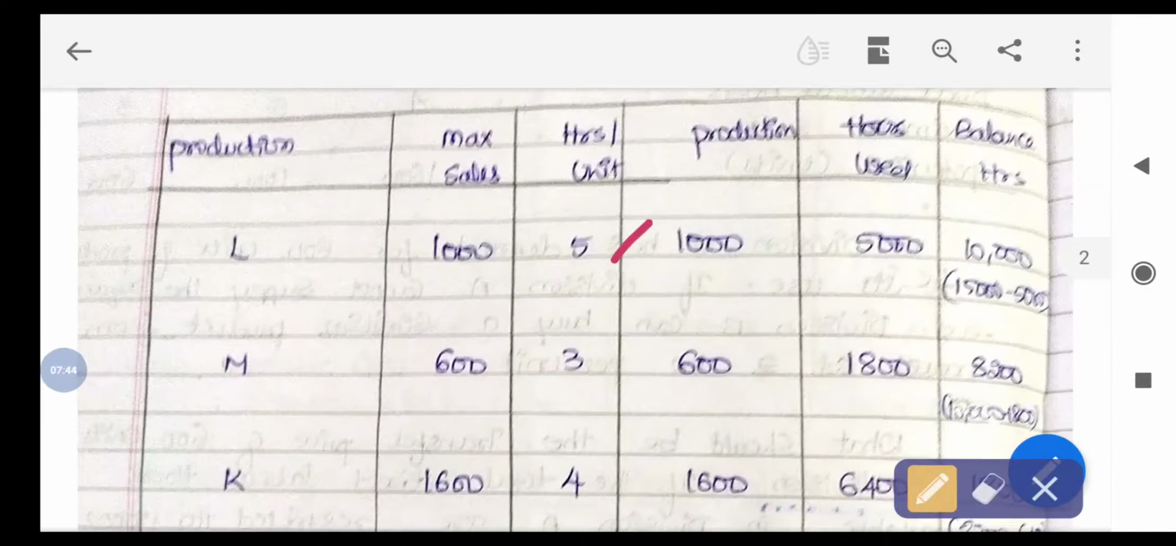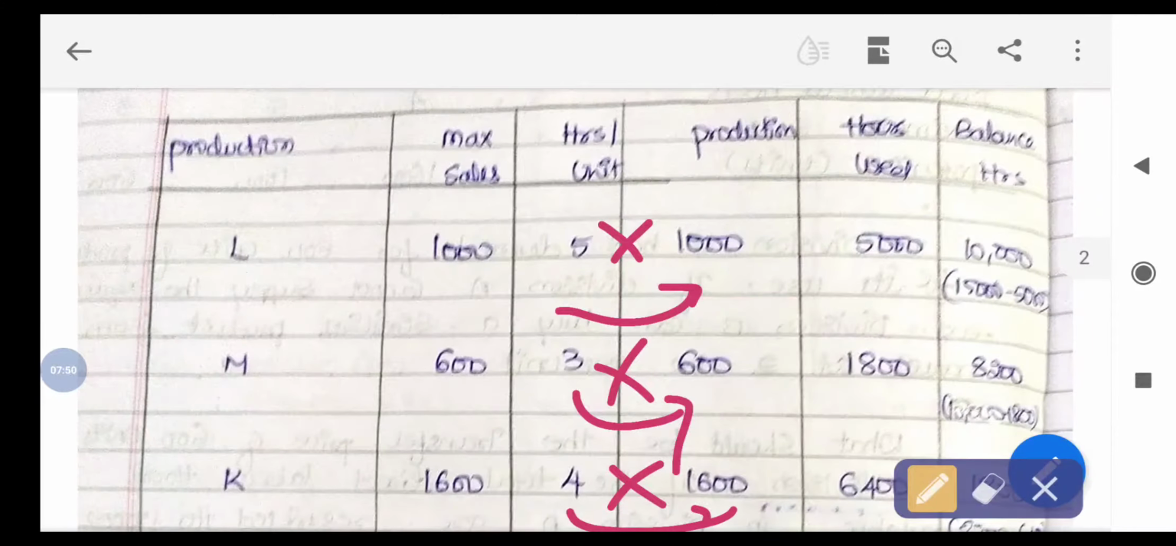So hours into production, hours into production and hours into production. 5 into 1000, 3 into 600 and 4 into 1600. So 5 into 1000 is 5000, 3 into 600 is 1800 and 4 into 1600 is 6400.